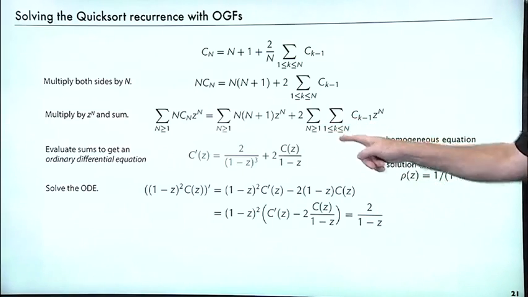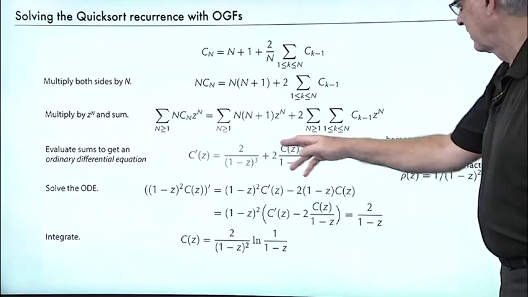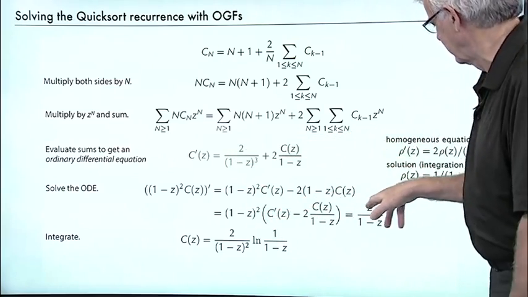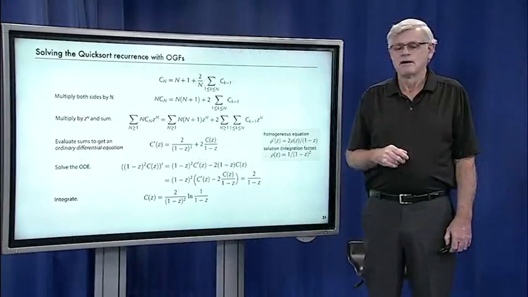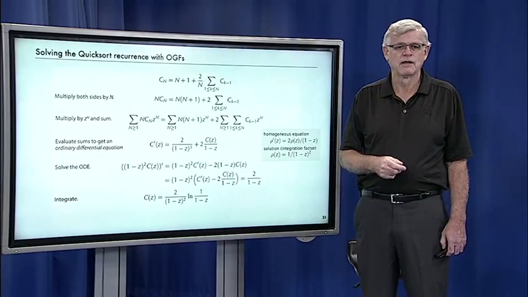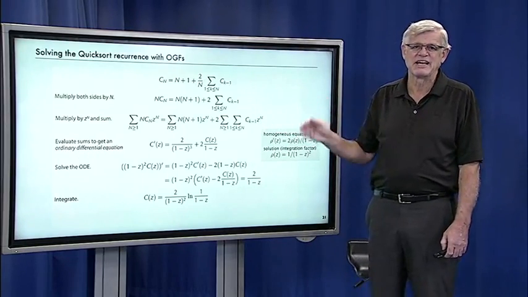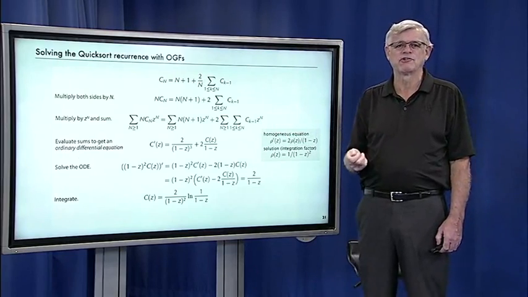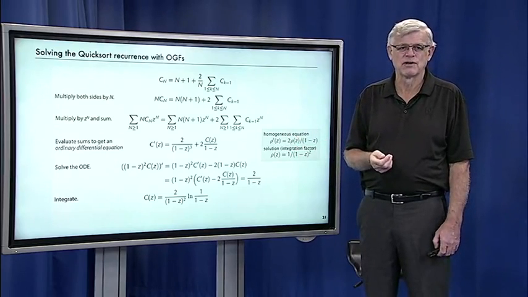And now we can just integrate that simple thing, and that shows that C of z times 1 over 1 minus z squared is equal to the integral of that, which is 2 log 1 over 1 minus z, and that's a solution. And so that's solving the differential equation to get an explicit representation for the generating function. Not too bad, it's a standard differential equation.